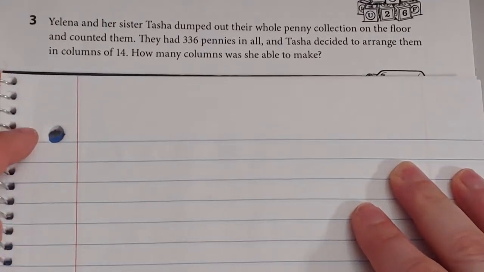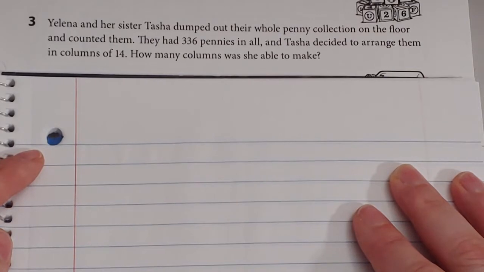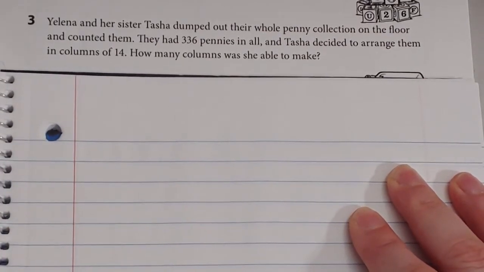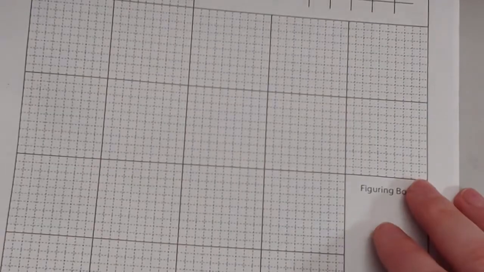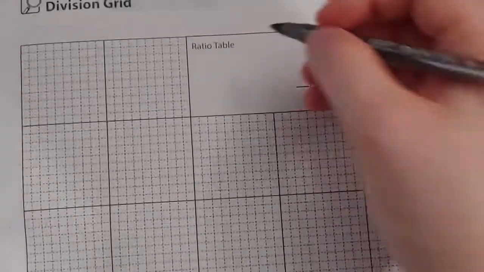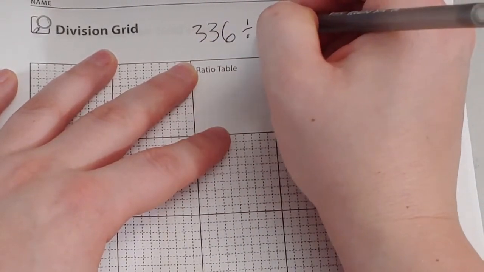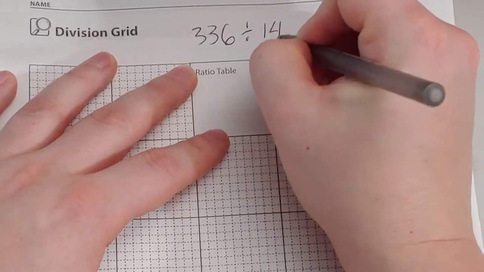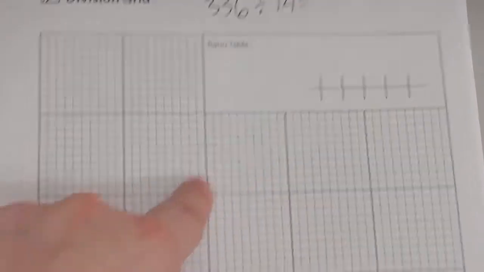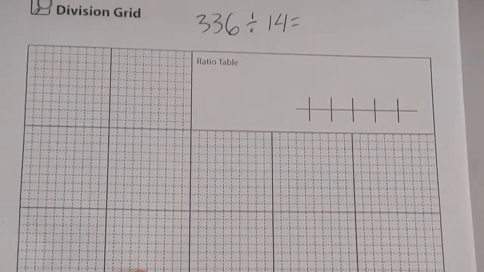Okay. Yelena and her sister Tasha dumped out their whole penny collection on the floor and counted them. They have 336 pennies in all. Tasha decided to arrange them in columns of 14. How many columns was she able to make? More division. There are 336 pennies arranged into columns of 14. So how many columns? Table, or draw a picture, or whatever method you're going to use to solve that, and then push play.